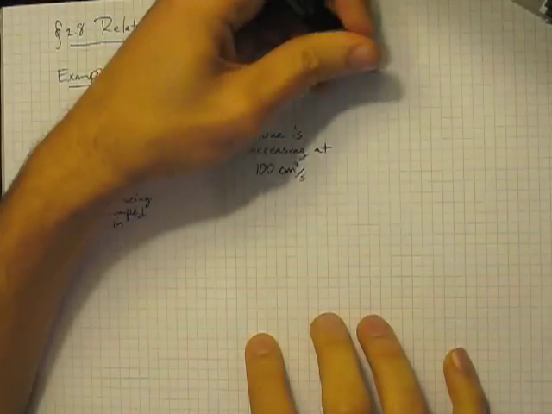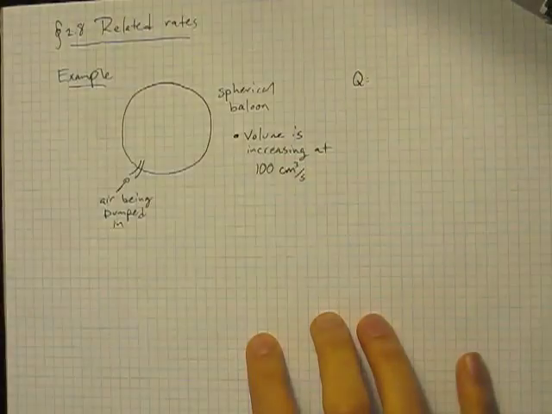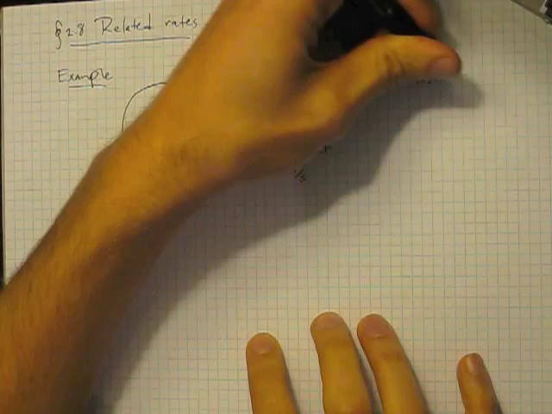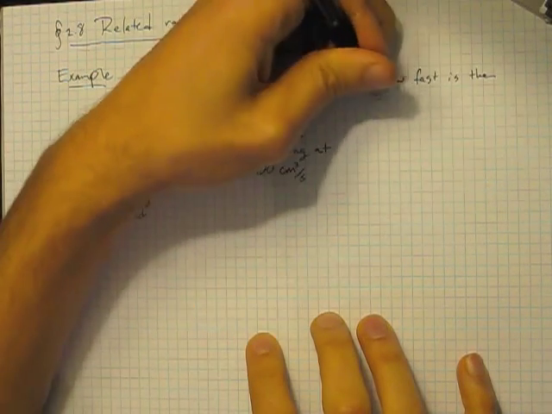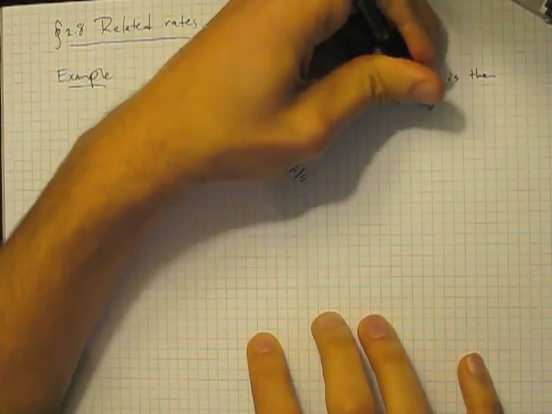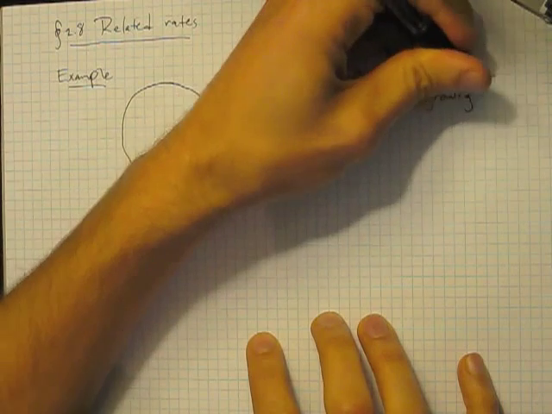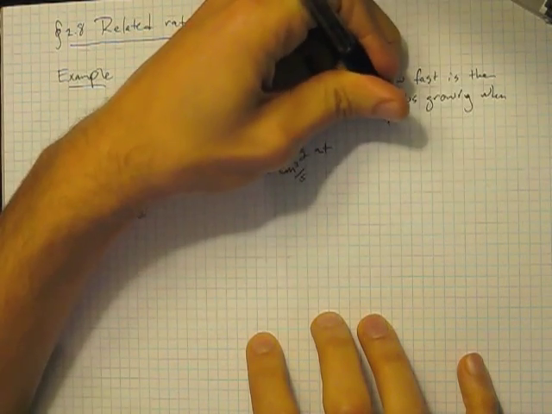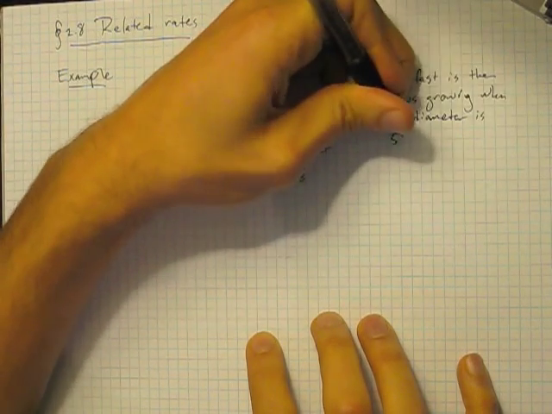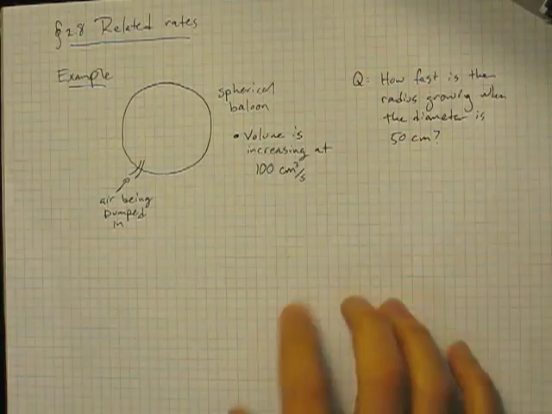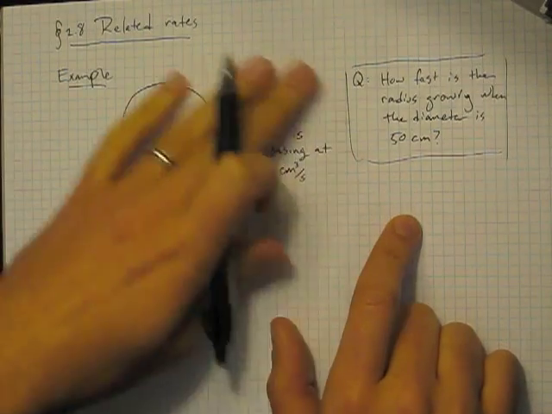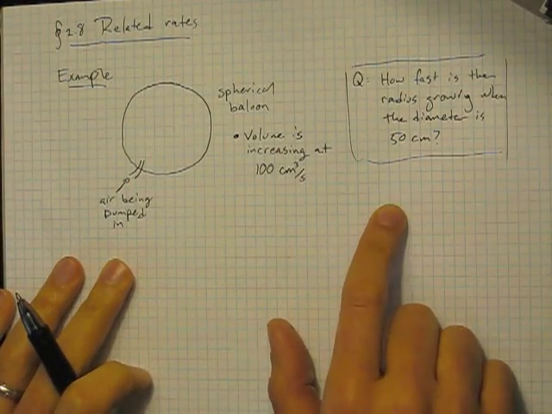Okay. So we'd like to ask and answer the following question. How fast is the radius growing? The radius would be 1/2 the diameter. How fast is the radius growing when the diameter is 50 centimeters? Okay, so this is the question that we'd like to answer. And we have enough information, believe it or not, to answer this question.